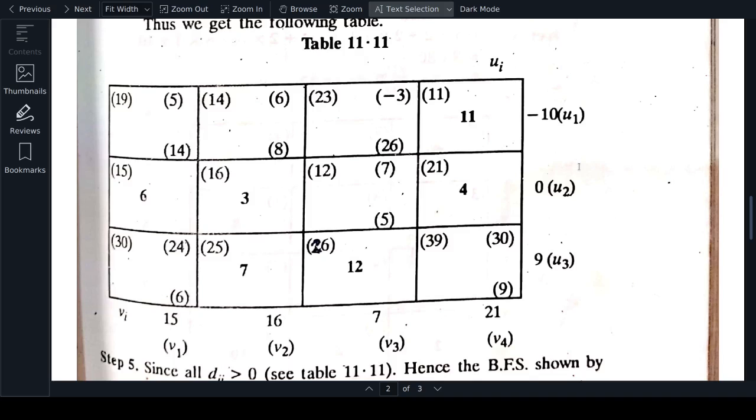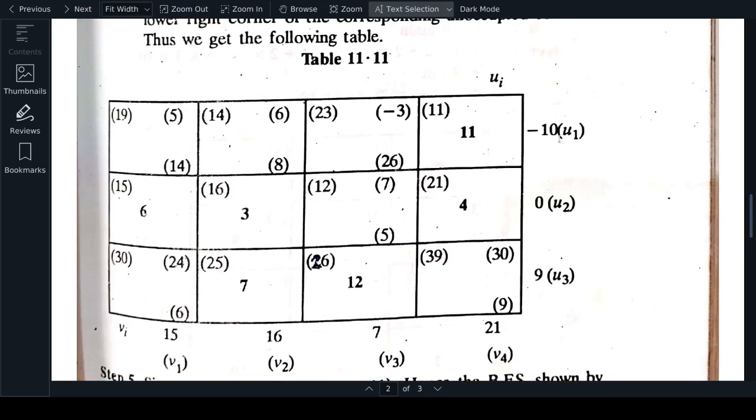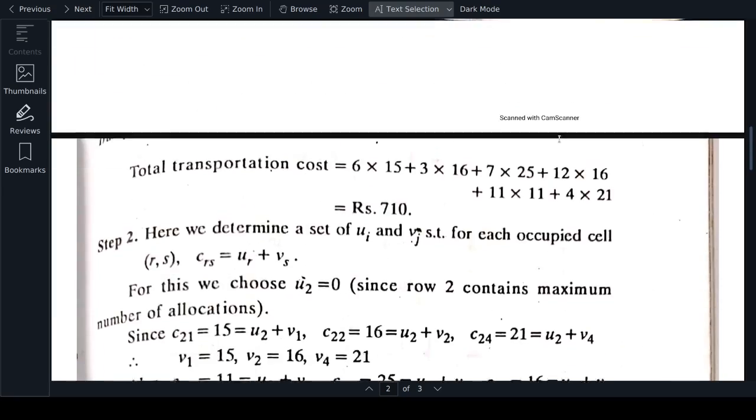Then U2 is 0. U3 is 9. We already calculated. Then V1 is 15. V2 is 16. V3 is 7. V4 is 21. Right? Next, you will see the MODI method. Next step, you see.